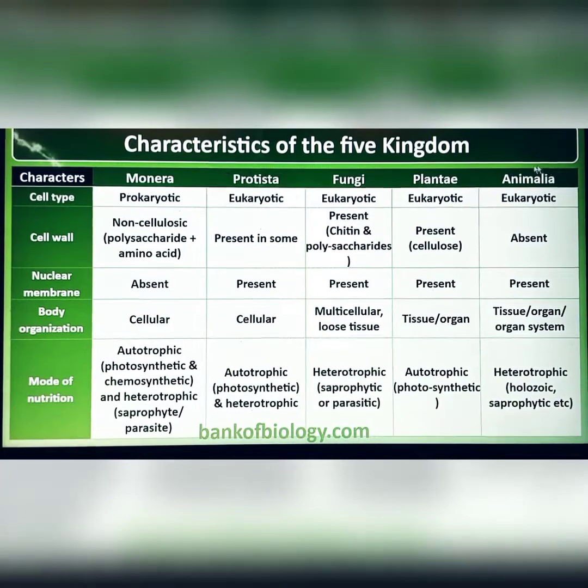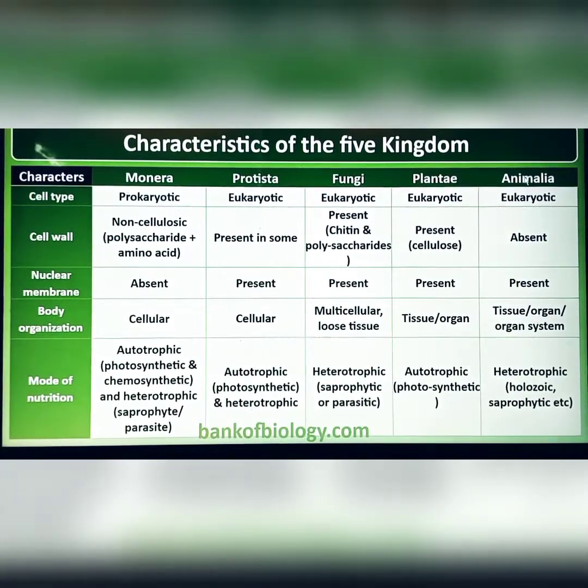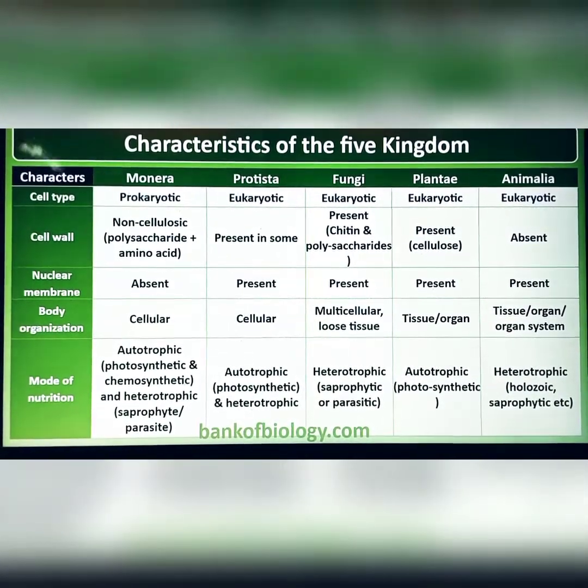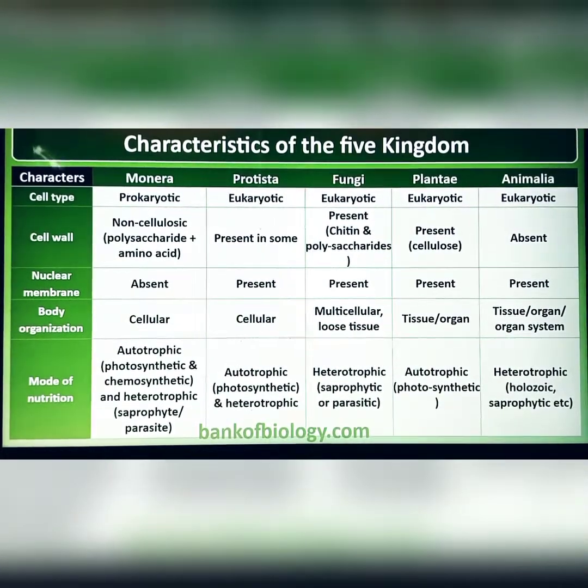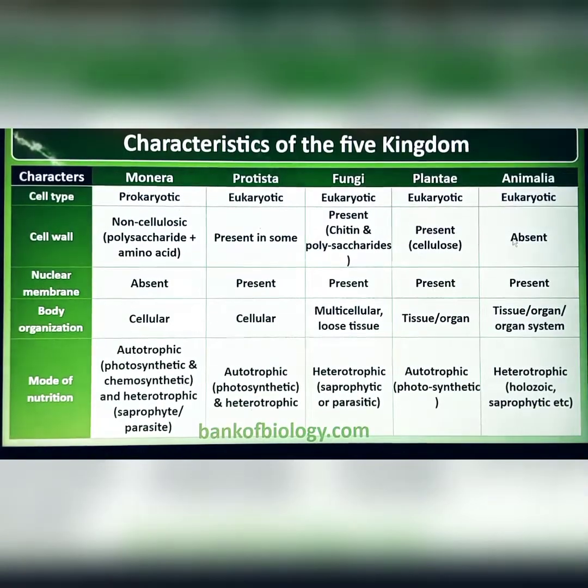Let's talk about the Animalia. This is the kingdom we are also coming to. There are many kinds of features; the cell type is eukaryotic. Let's talk about the cell wall. Cell wall is absent, and nuclear membrane is present, which means a well-defined nucleus is present here.